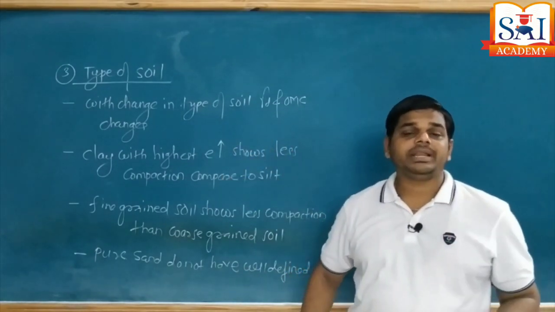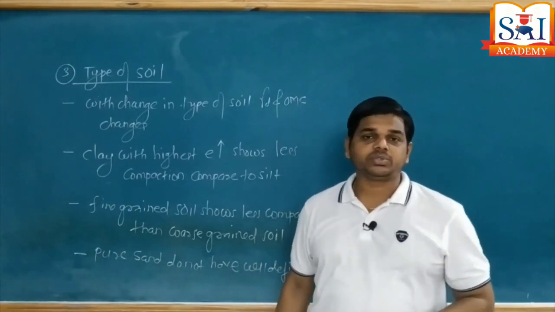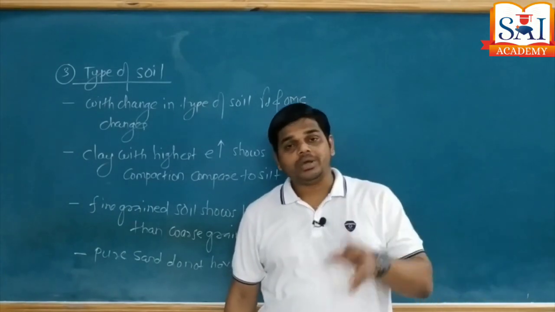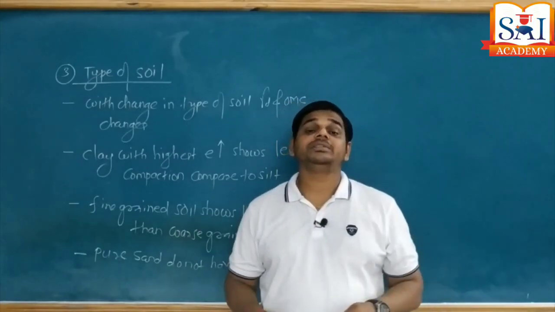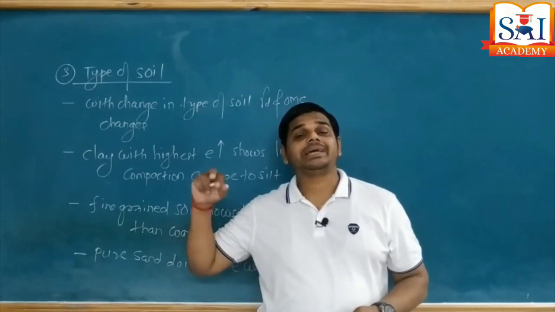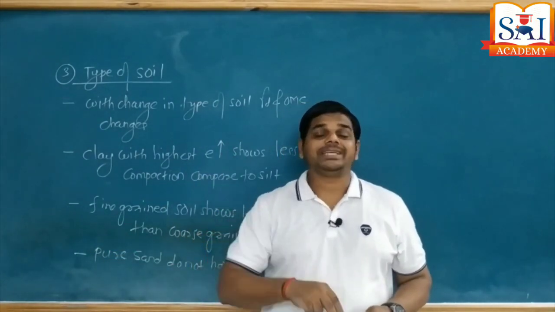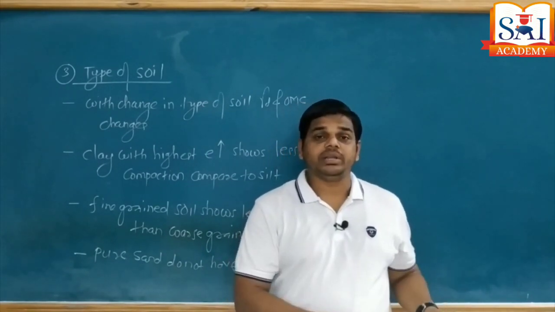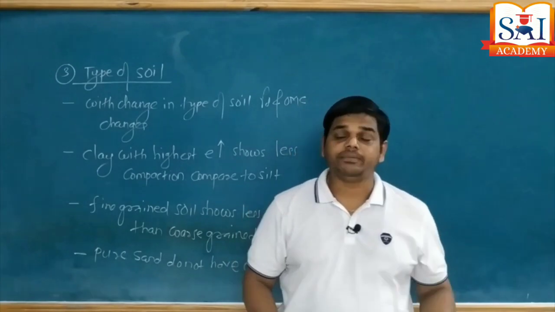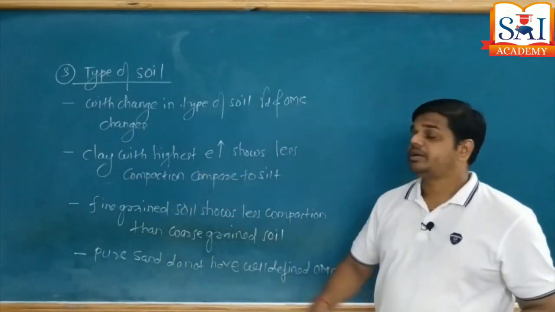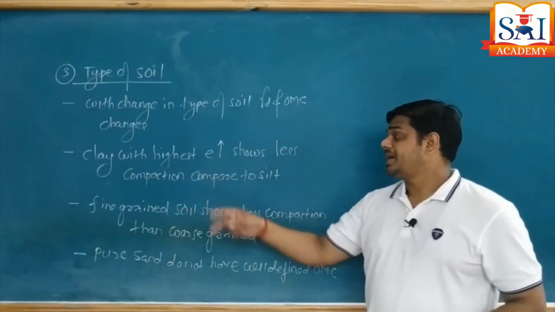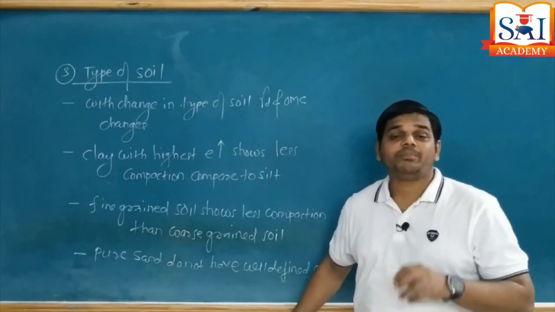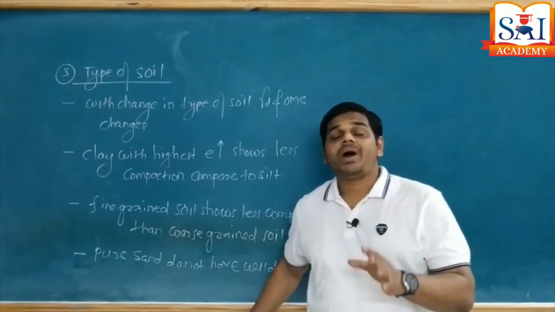Means if you consider an example of a sandy soil and a clay soil, the maximum dry density obtained for both soils and the OMC obtained for both soils are not the same values. OMC for clay soil is different and OMC for sandy soil is different. Dry density or dry unit weight attained by sandy soil and by clay soil are totally different. Clay with the highest void ratio shows less compaction compared to silty soil, and silty soil attains less compaction compared to sandy soil. Now why is it like this?